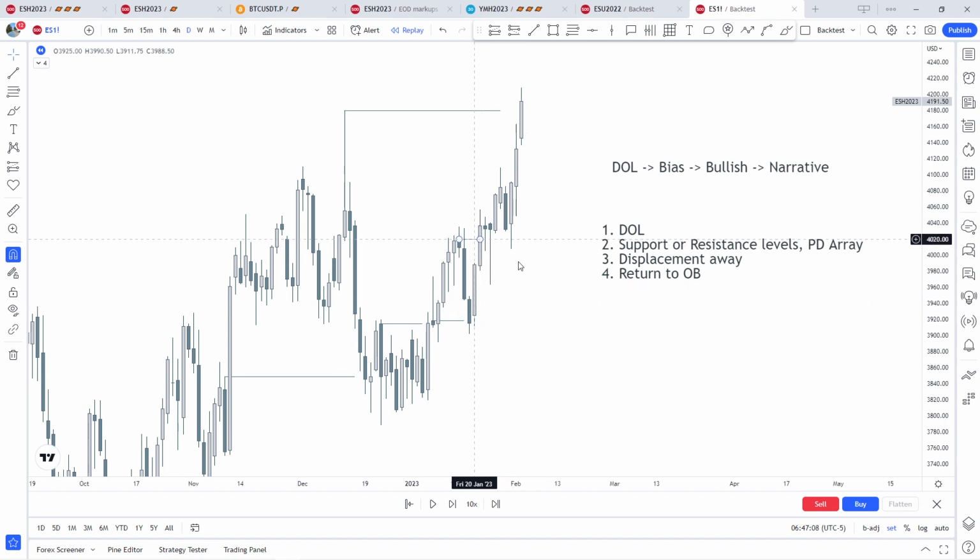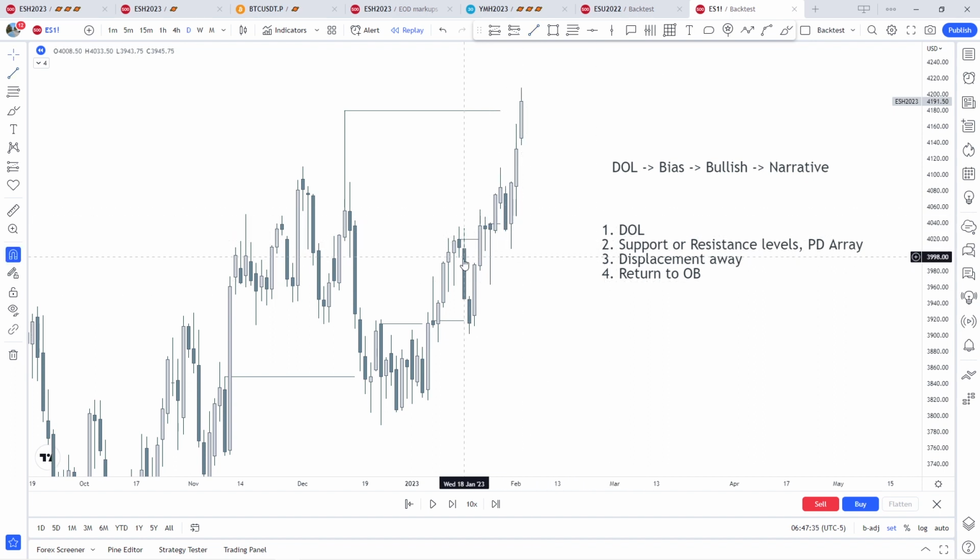Why is it an order block? DOL, still the buy side liquidity. Second, support or resistance, aka PD array. That's this order block, the previous one. Third, displacement away. Displace away from it. All consecutive down candles become one order block. Return to order block here. So, our next order block.